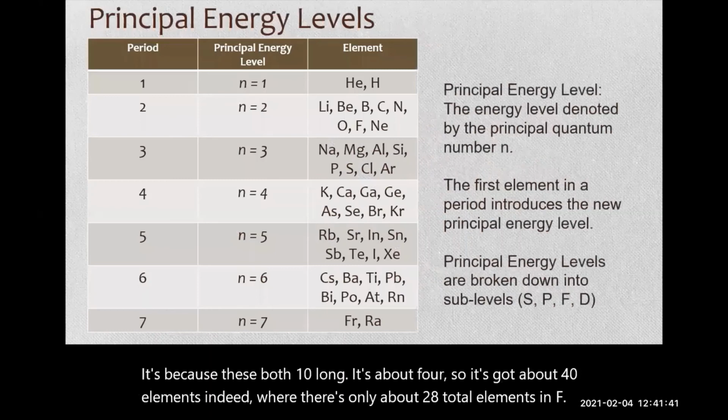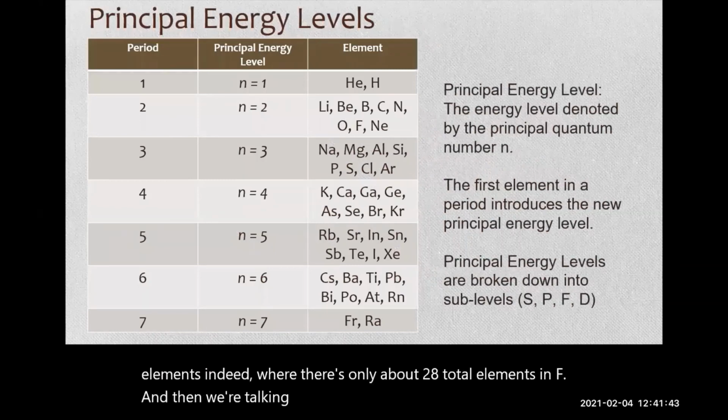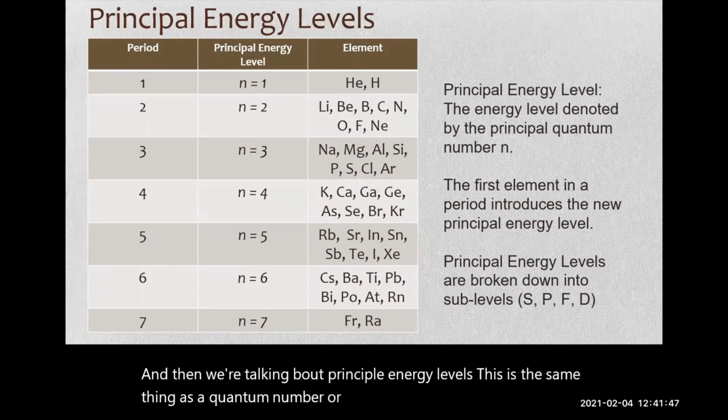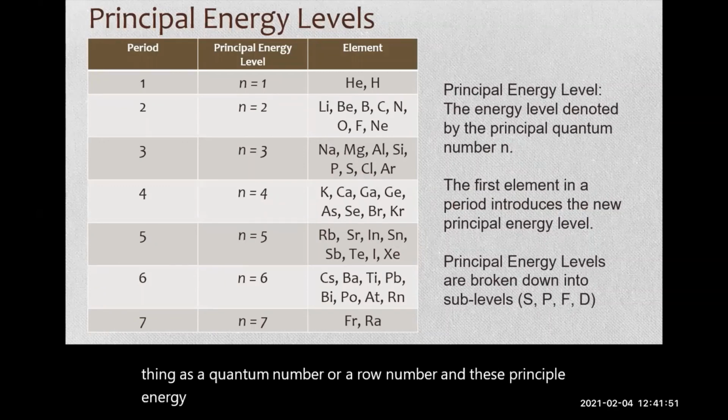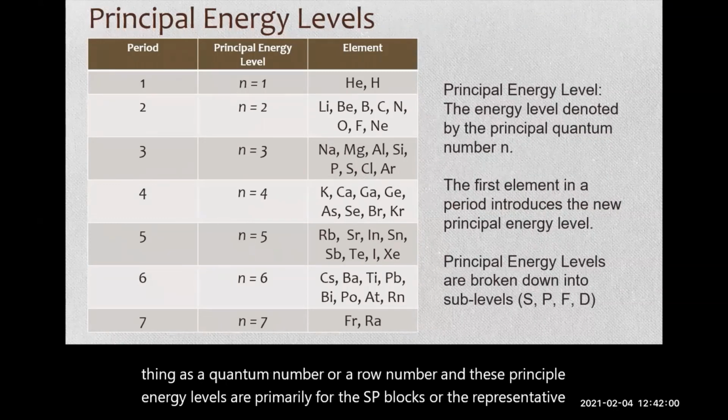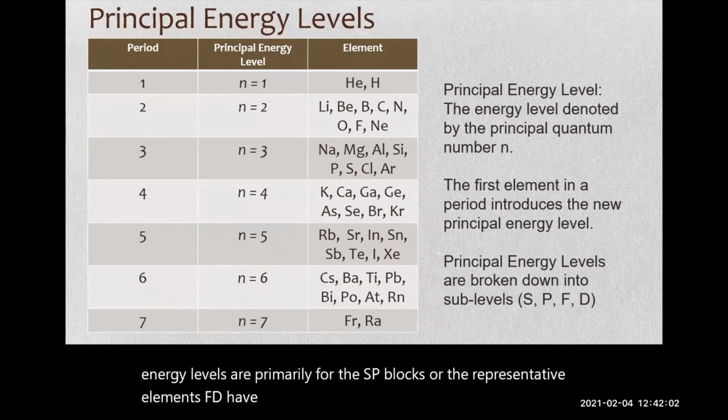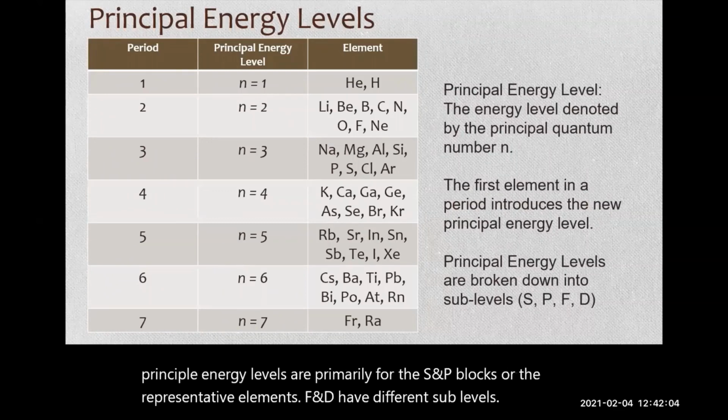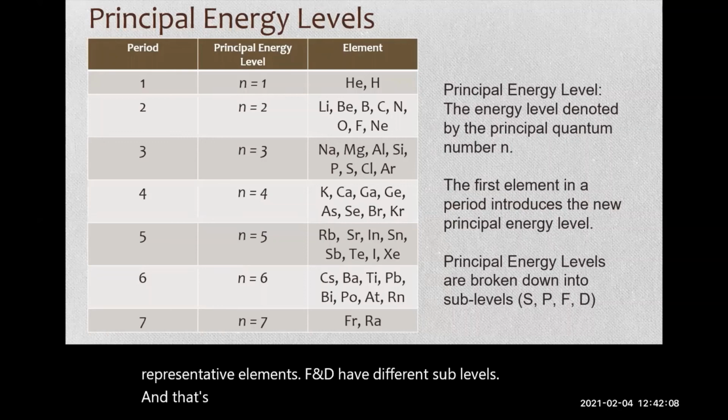And then we're talking about principal energy levels. This is the same thing as a quantum number or a row number. And these principal energy levels are primarily for the S and P blocks, or the representative elements. F and D have different sublevels. And that's the basics of how you read a periodic table.